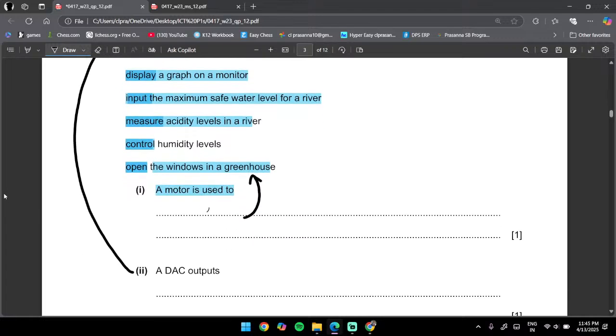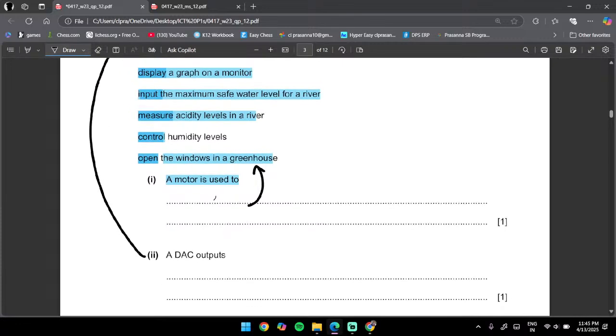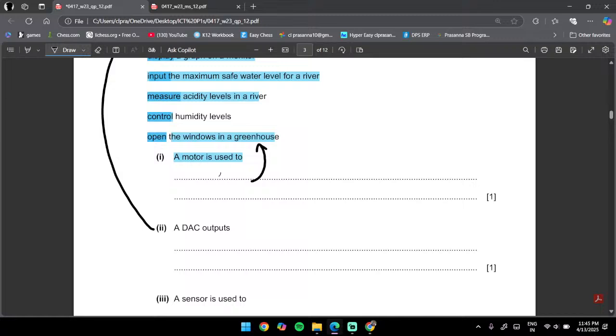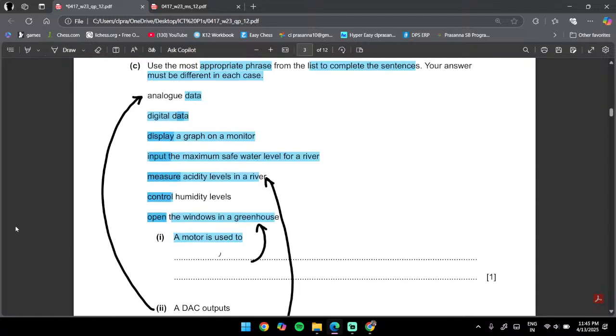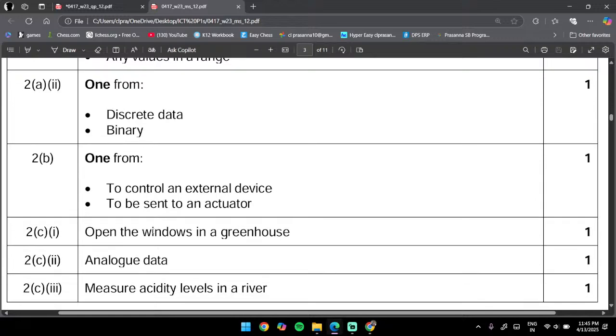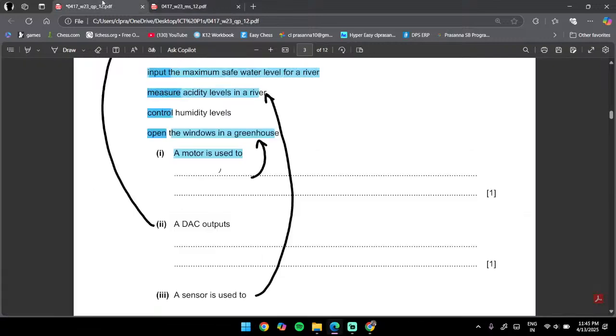Not control, it's just used to measure. So control will be done by control devices, like we said, actuators. So I think this should be measure acidity levels in a river because that's what a sensor is most likely to do. Now, before we move on to the next question, let's check: open the windows, yes, analog data and measures acidity levels in a river.